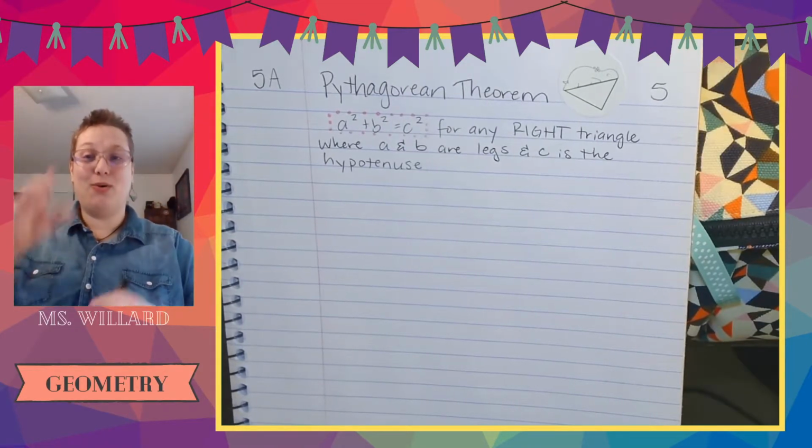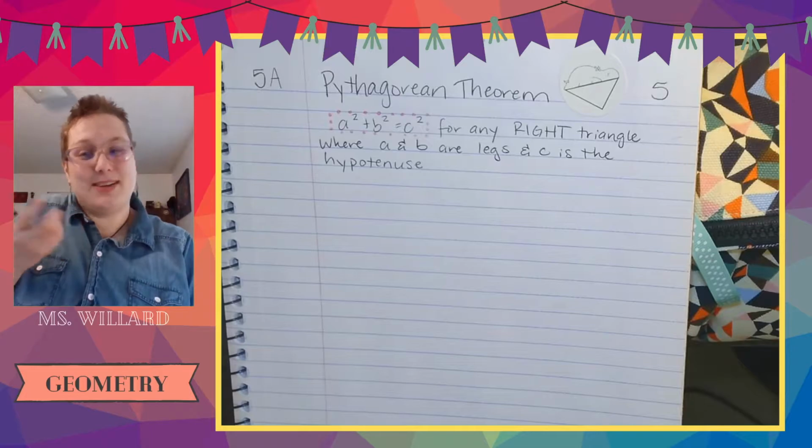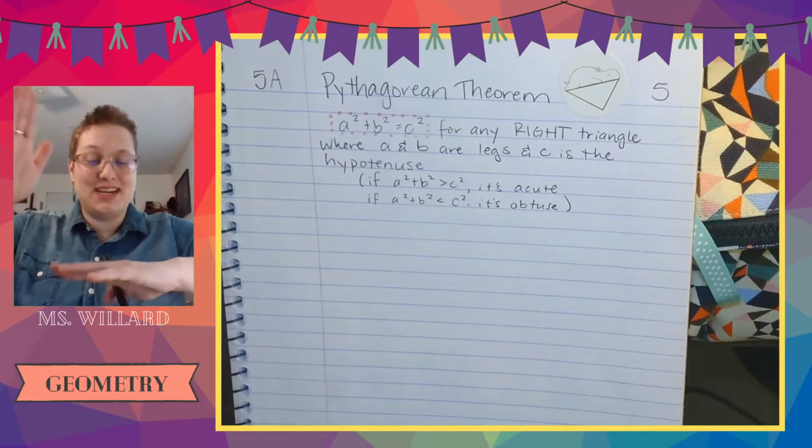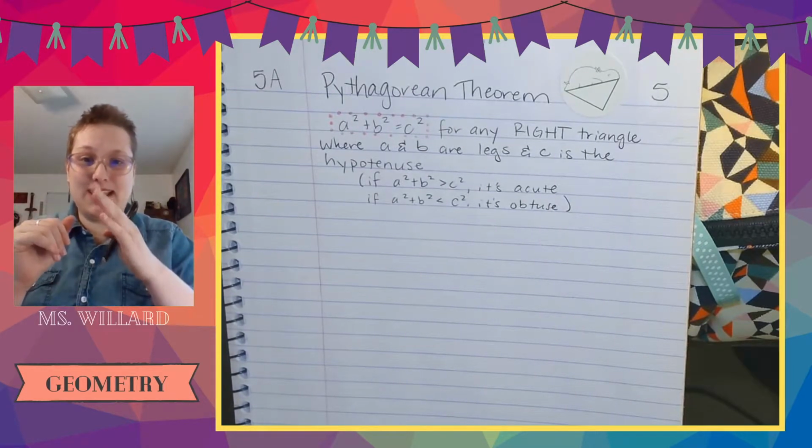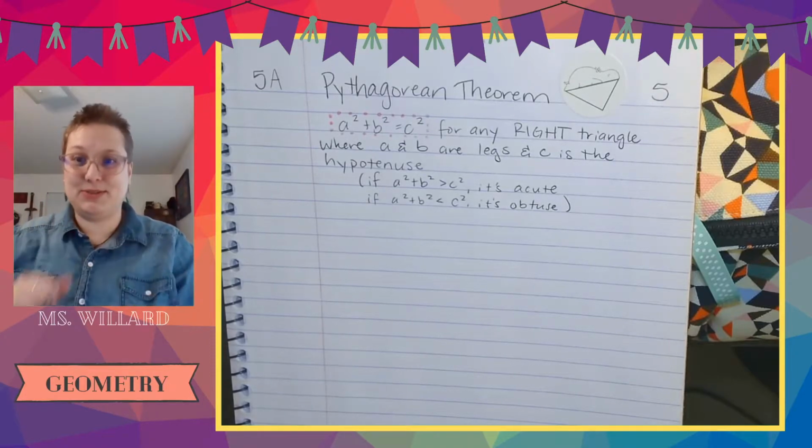Again, only for right triangles. What if it's not a right triangle, you ask? What a great question. If the two sides squared added up is bigger than the hypotenuse squared, then it's acute, and if it's the opposite, it's obtuse.